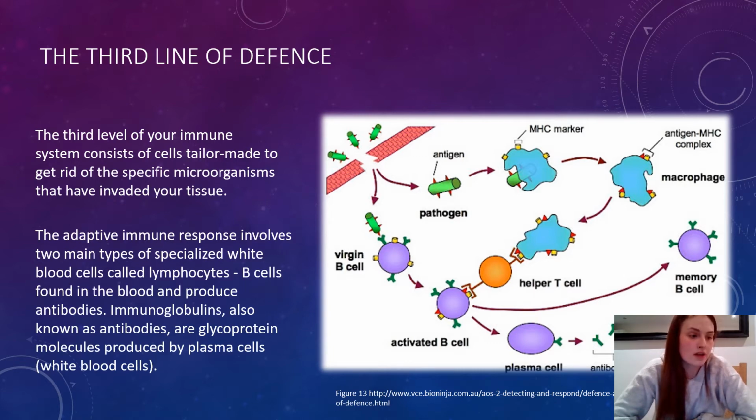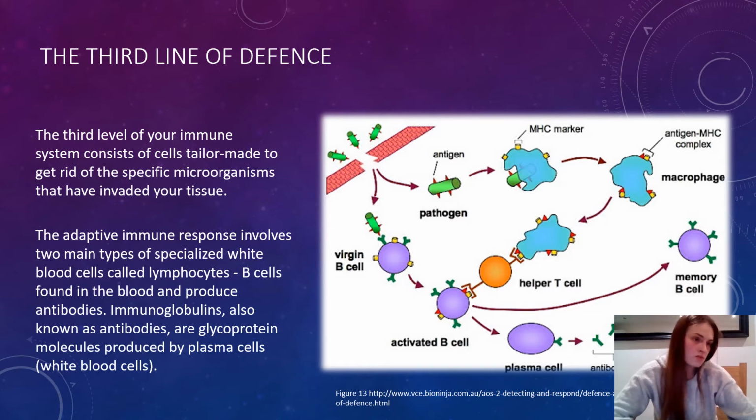The third level of your immune system consists of cells tailor-made to get rid of the specific microbes that have invaded your tissues. Special cells called dendritic cells are the point of communication between innate and adaptive immunity. They travel to the site of infection where they phagocytose and break off small parts of the pathogen. They then carry these parts to your lymph nodes where the adaptive immunity begins.